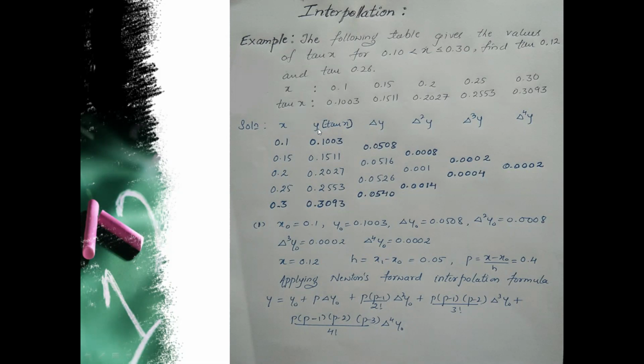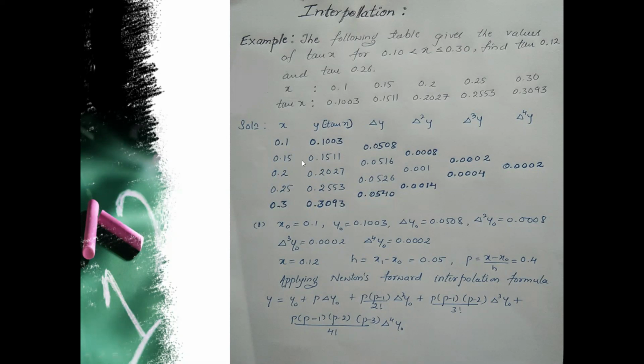So here we are asked for tan 0.12. You can see 0.12 is nearer to 0.1, the beginning of the table, so we need to go for the forward interpolation formula. The other value asked is tan 0.26, which is nearer to the last value of the table, and hence we need to go for the backward interpolation formula. So first we put the finite difference table.